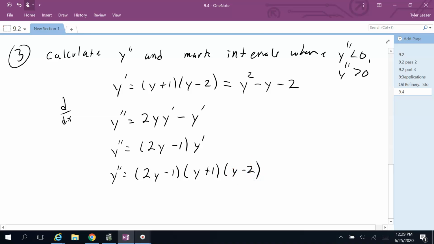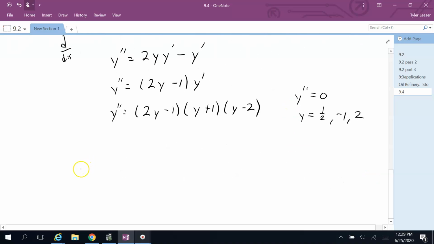And what I've done is I've now solved for the second derivative. Okay? Before we do anything, we do want to set this equal to 0. So if I set this equal to 0 and solve, I'll get 3 different answers this time. 1/2, negative 1, and 2. Which means that when I draw out the number line, I have the negative 1, I'm also going to have a 1/2, and I'm going to have a 2.